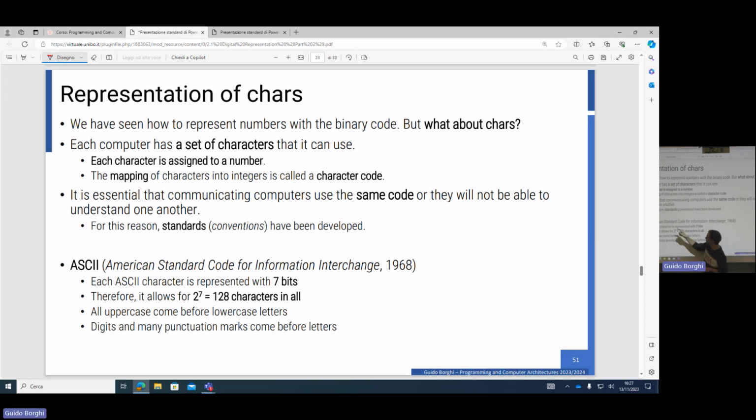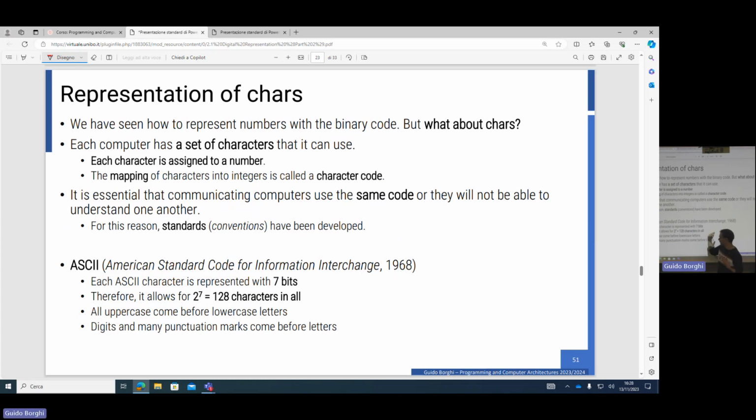In this case, remember, each character is assigned a number. So each ASCII character is represented with 7 bits. And you know how many characters we can represent here, since if we are using the binary representation and we have 7 positions that we can use, the maximum amount of different representations that we can have is 2 to the 7. So in the ASCII convention, we can represent 128 different characters, okay?